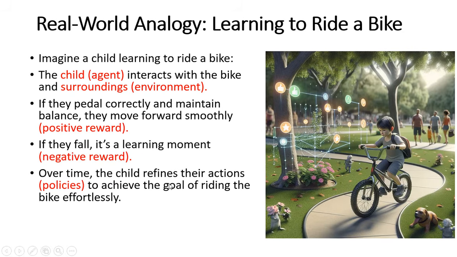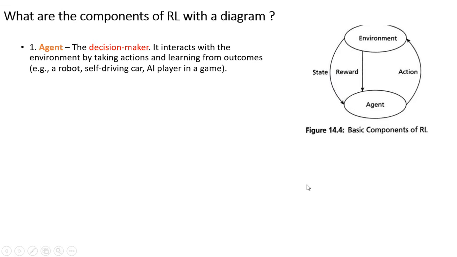Over time, the child will refine his actions, which are nothing but policies, to achieve the goal of riding the bike effortlessly. So some of the keywords which we will be using next in reinforcement learning are agent, environment, positive reward, negative reward, and policies. Policies are nothing but some kind of an algorithm, right, which the child is using to refine his actions of learning. So let's understand the basic components of reinforcement learning.